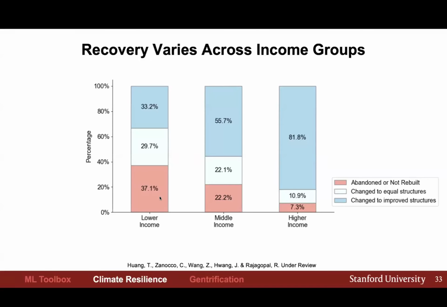And we find that in higher income groups, more than 80% of the buildings are being rebuilt to higher quality, while only 33% are in lower income groups. And more than 37% in lower income groups, when the home is significantly damaged, it's actually abandoned, and only 7% in higher income groups.